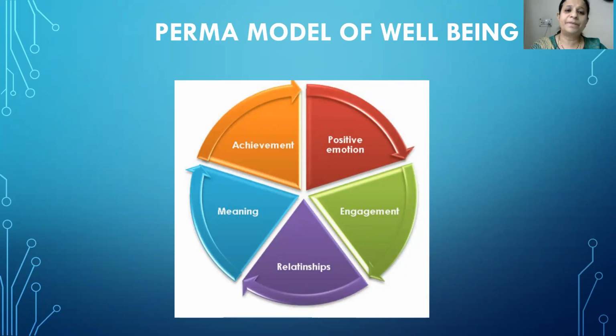M in the PERMA model stands for meaning, the need to have a sense of value, a sense of worth. Having a purpose in life actually helps individuals to focus on what is really meaningful, what is really important in the face of the plethora of difficulties with which you are challenged day in and day out. Having meaning or having a purpose in life may mean different things for different people.